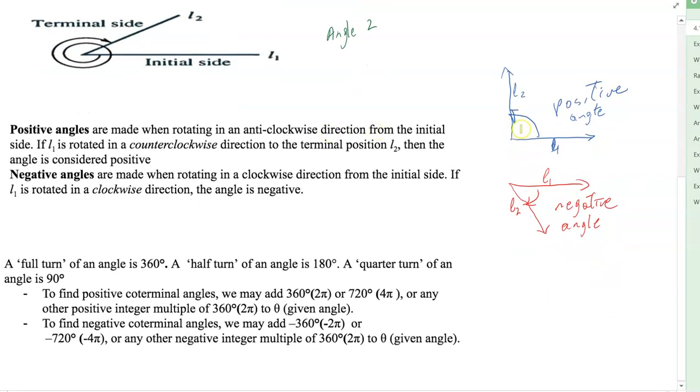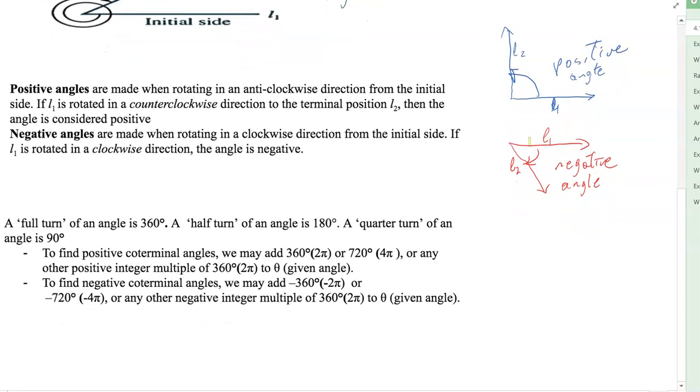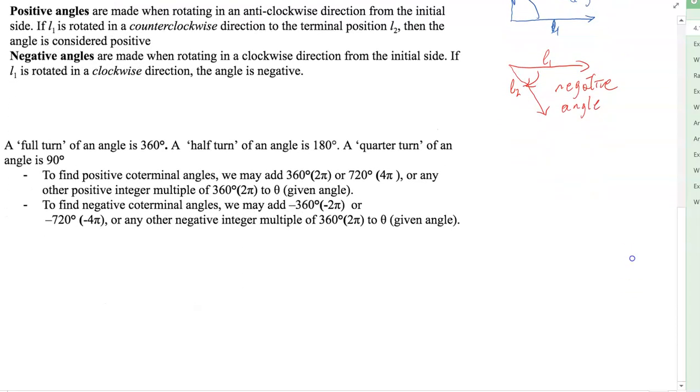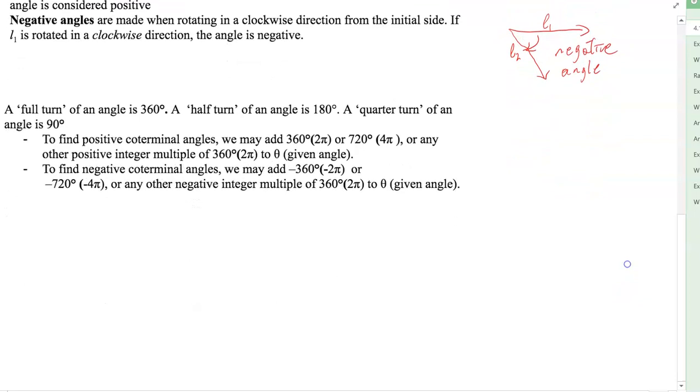Positive angles have an anti-clockwise or counterclockwise rotation. Negative angles have a clockwise rotation. So if you see an angle like negative 45, that means that we're starting right on the horizontal axis and rotating 45 degrees clockwise. A full turn is 360 degrees, a half turn is 180, quarter turn is 90 degrees.